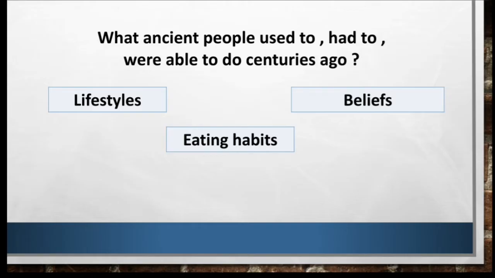إذن في كل فقرة in each paragraph we will tackle an idea. So في كل فقرة سوف نتكلم عن موضوع. إذن في الفقرة الثانية بعد المقدمة سوف نتوسع في what ancient people used to, had to, were able to do centuries ago in terms of lifestyles. في الفقرة الثالثة سوف نتحدث عن eating habits، يعني ماذا اعتاد القدماء على الأكل. وفي الفقرة ما قبل الأخيرة أي قبل conclusion سوف نتحدث عن their beliefs، يعني المعتقدات.